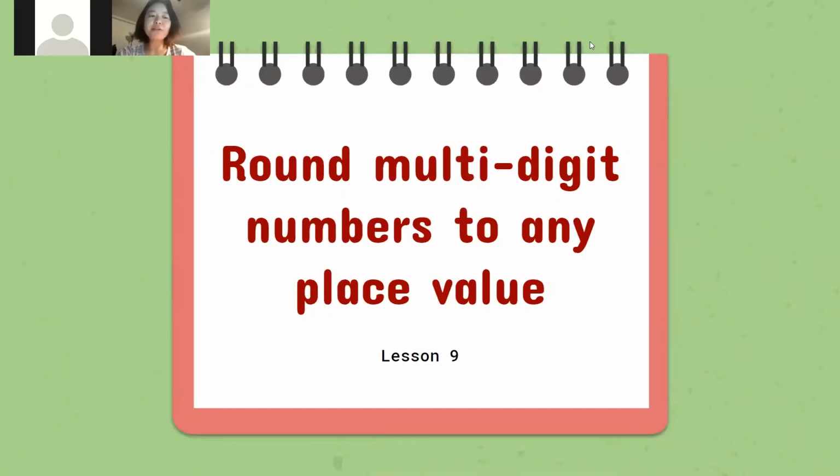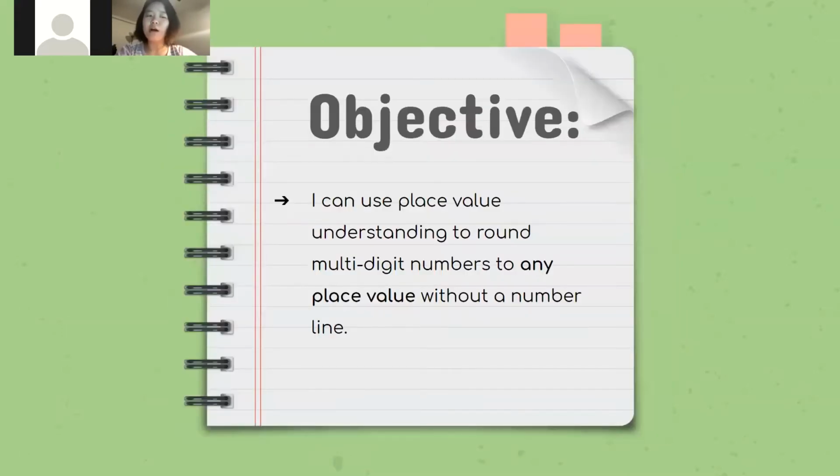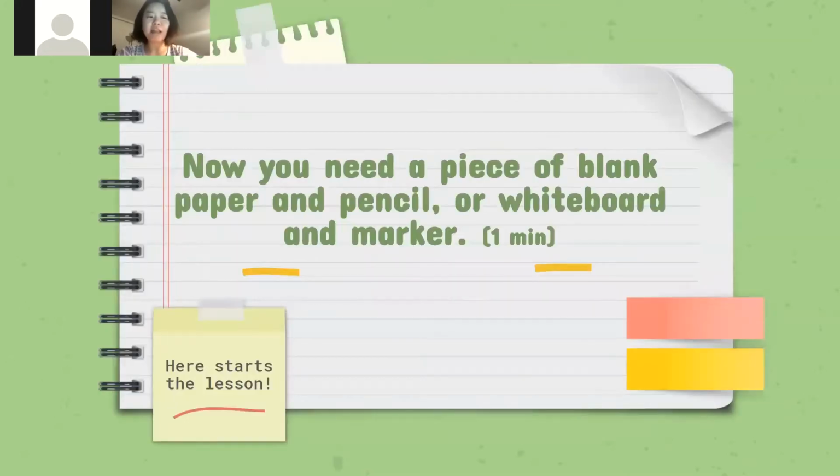So today we're going to talk about how to round multi-digit numbers to any place value by not using the number line. And today's objective is: I can use place value understanding to round multi-digit numbers to any place value without a number line. Now you will need a piece of blank paper and pencil, a whiteboard and marker. I will give you 1 minute to go get those materials.